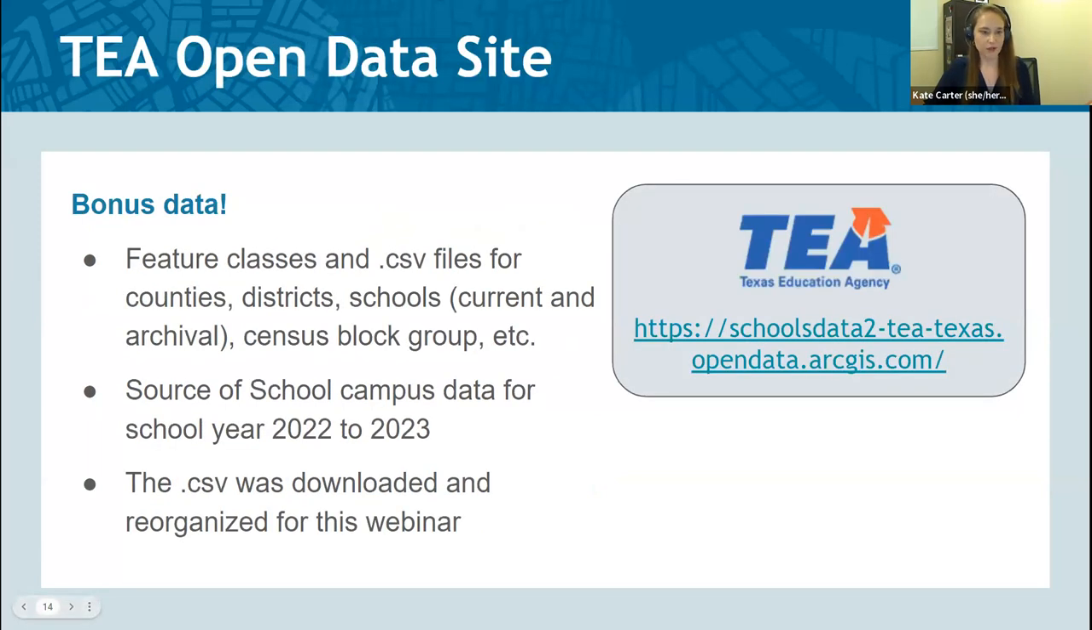And then finally, we also have some bonus data that we won't probably cover today during this webinar, but if you'd like to play with it, it's available for you. The Texas Education Agency open data site has feature classes and CSV files for counties, districts, and schools, current and archival, that you can drill down to the census block group. The school campus data for the year 2022 to 2023 was captured, downloaded, and reorganized for this webinar. And it will be included with the data that you will have downloaded or that you will download here shortly.